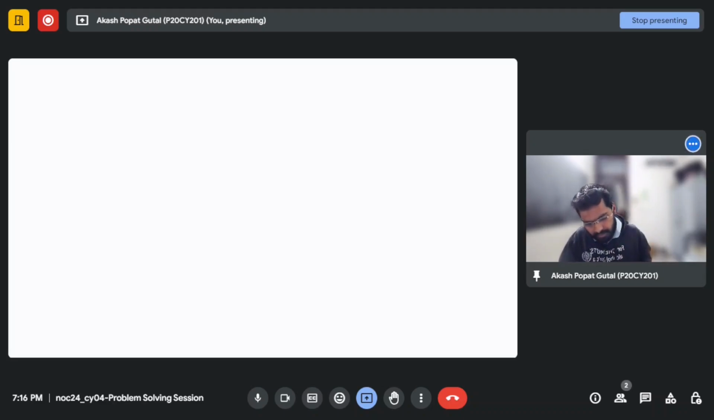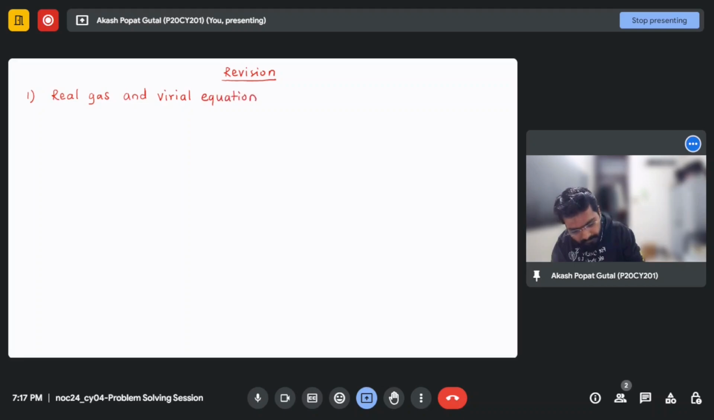So last week we have learned about... So we will say it is a revision. What we have learned last week is, first, the real gas. We studied about the real gas, and the virial equation. So in that we first have seen the Maxwell Boltzmann distribution.